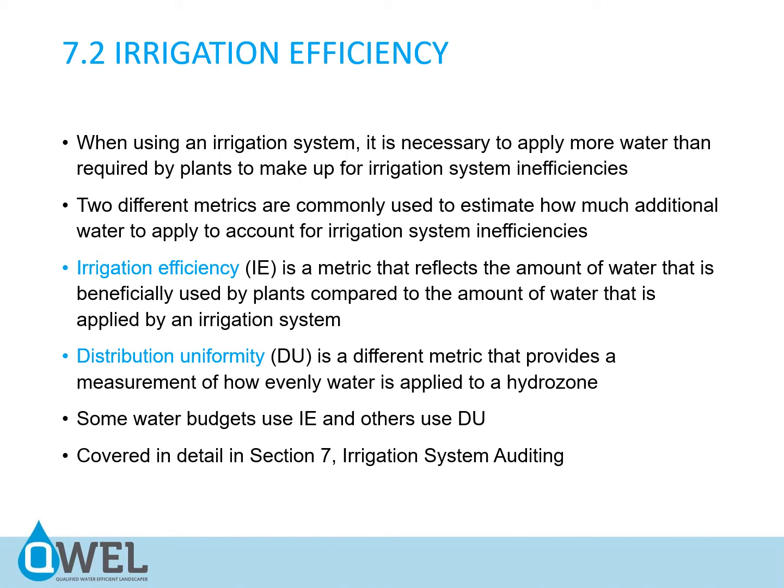Distribution uniformity, DU, is a different metric that provides a measurement of how evenly the water is applied to a hydrozone. Some water budgets use IE and others use DU, which is covered in detail in Section 7, Irrigation System Auditing.